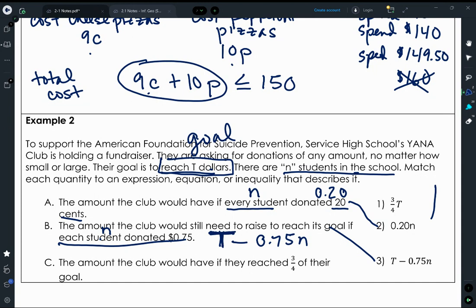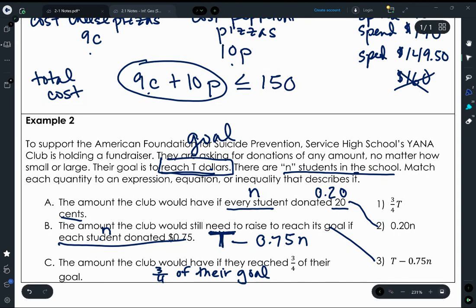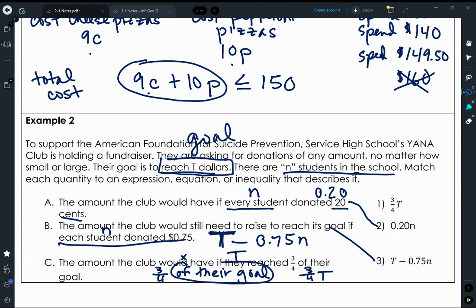For our last one, the amount that the club would have if they reached 3/4 of their goal. So when I see 3/4 of their goal, in my head, what I can think about doing is replacing that "of their goal." That's really going to be like that letter T. And "of" in math means times. So this means times. So 3/4 times T, which is just going to be 3/4 T, which is the last one that we have left.